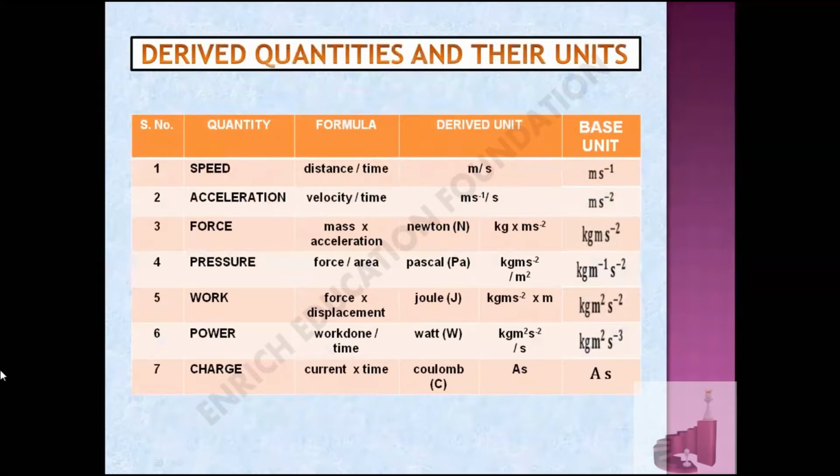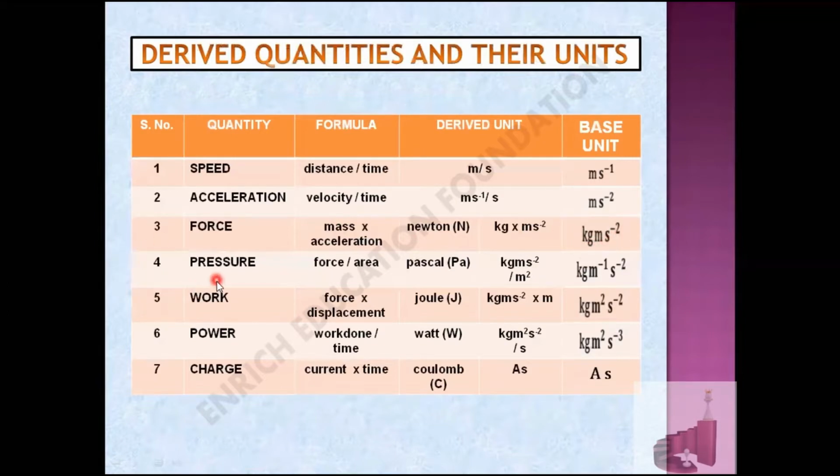Then the third is force. Force is the product of mass and acceleration. Its unit can be Newton, or in another way we can write it as kg, that is for mass, the unit is kg. For acceleration, it is m s^-2. So together we can write it as kg m s^-2. So force can be represented either as Newton or kg m s^-2.